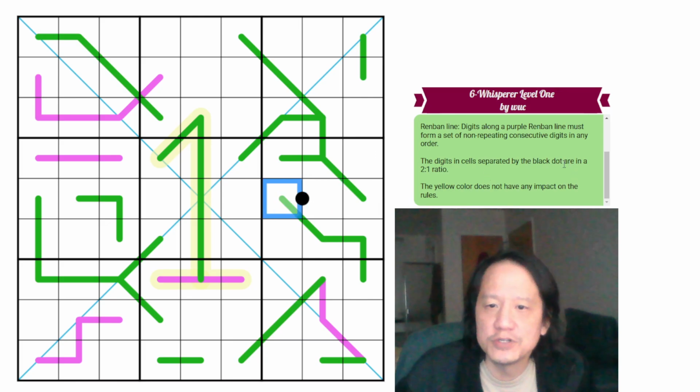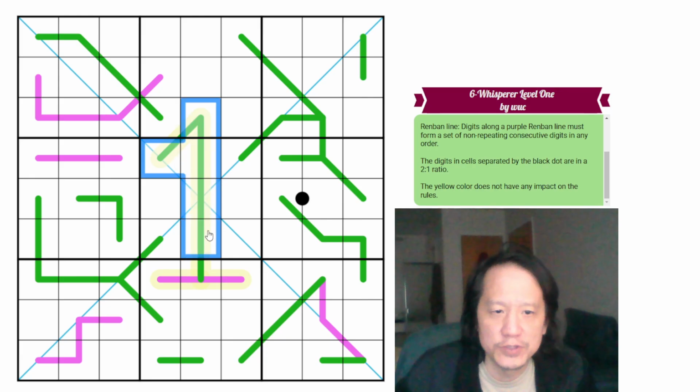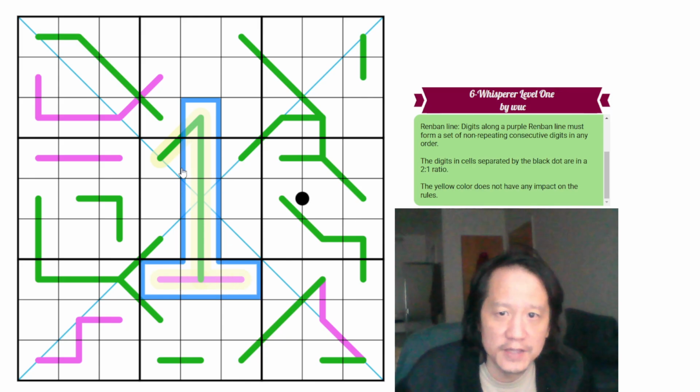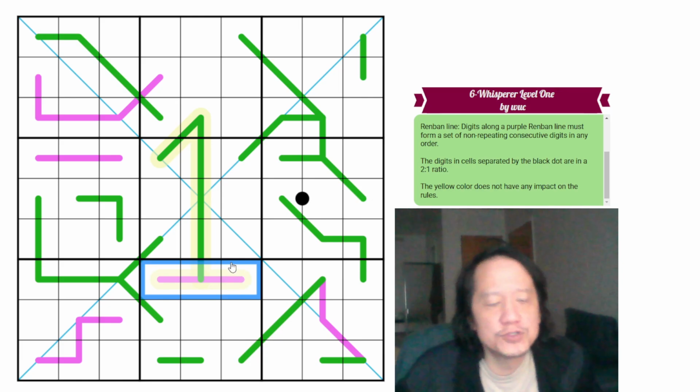The yellow color does not have any impact on the rules, so they just have a yellow coloring of this 1. And this is Six Whisperer level 1 again. And those are all the rules.